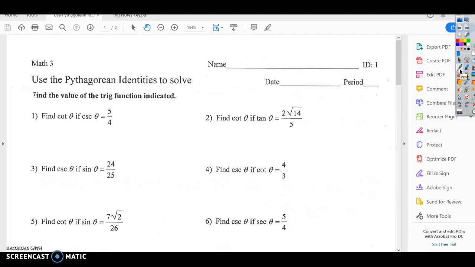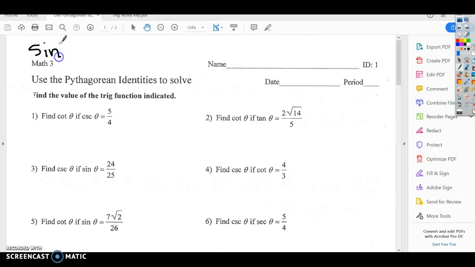All right, we're going to look at how to use the Pythagorean identities to solve a couple problems here on the homework. So find cotangent of theta if cosecant of theta equals 5/4. Okay, so if we remember, I'm going to jot these down real quick. Kind of helpful to know.